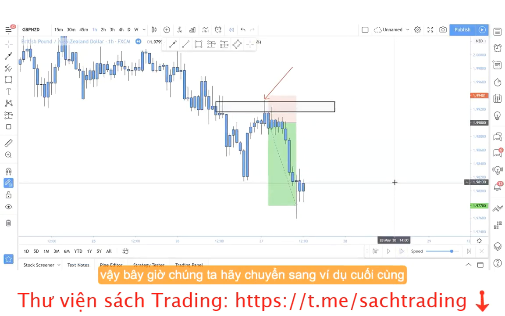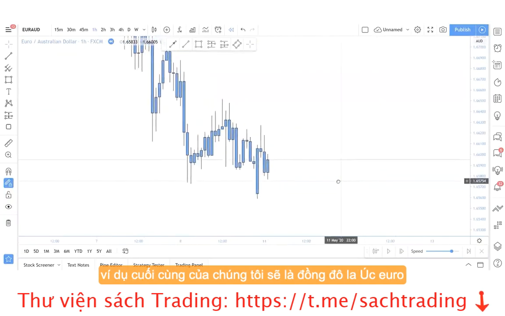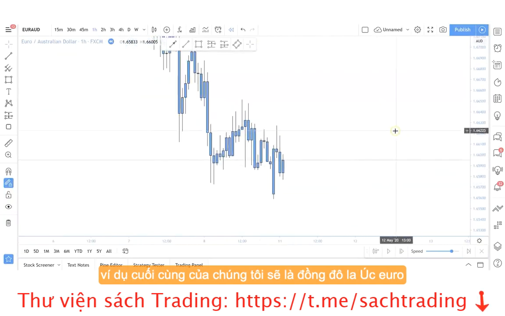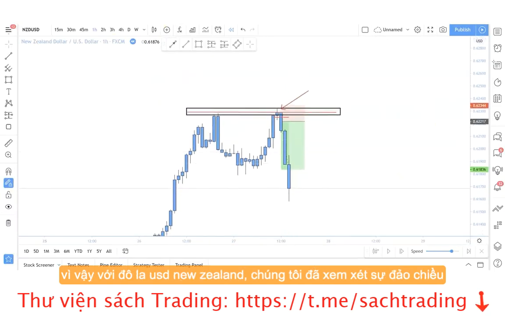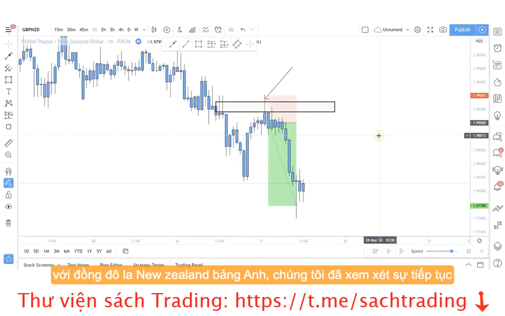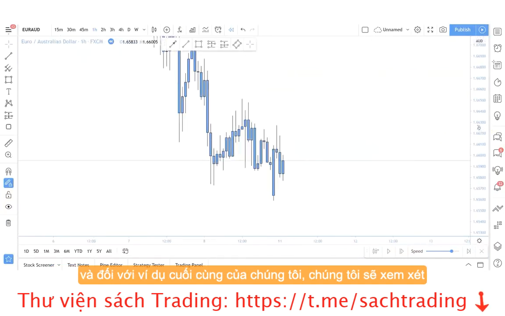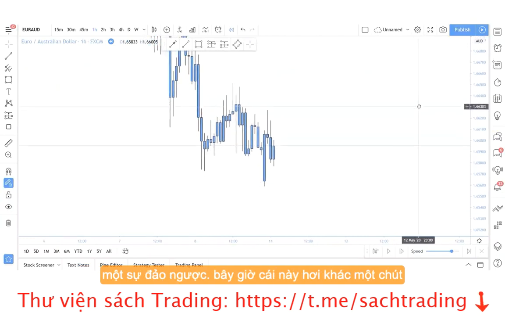So now let's move on to our final example. Our final example is going to be on Euro Aussie dollar. So with New Zealand dollar USD, we looked at a reversal. With pound New Zealand dollar, we looked at a continuation. And for our final example, we're going to look at a reversal.